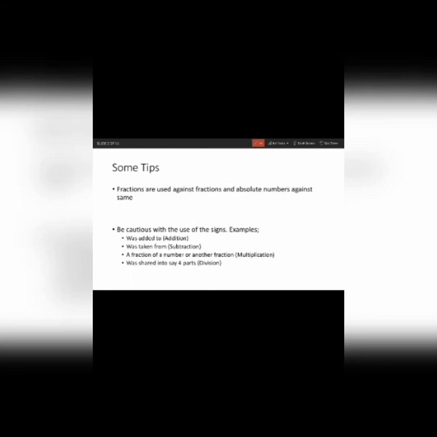And when you hear was shared into say 4 parts, then it is division. So 10 books was shared for 3 children. You should understand that it is division.